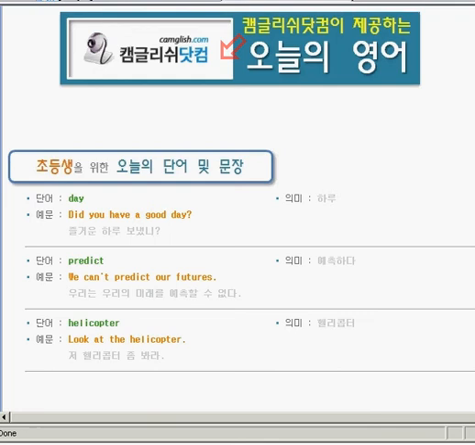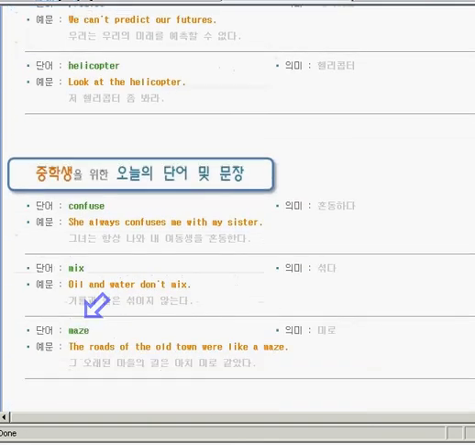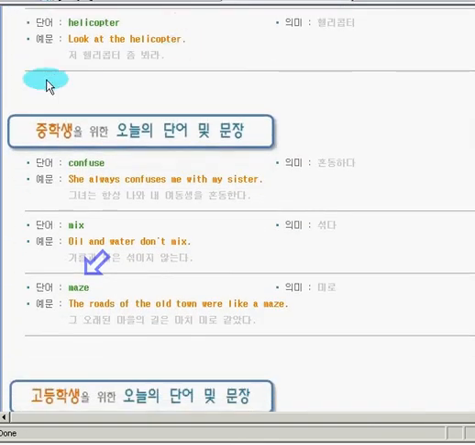Alright, now for the next level, we will have 3 words for the middle school category. Let's take the first word, confuse. Confuse is to mistake one person for another. Like in this example, she always confuses me with my sister. Again, she always confuses me with my sister.